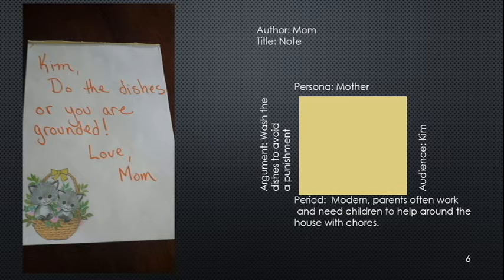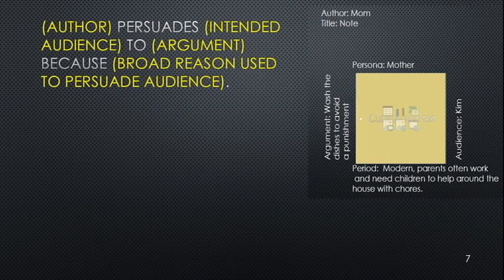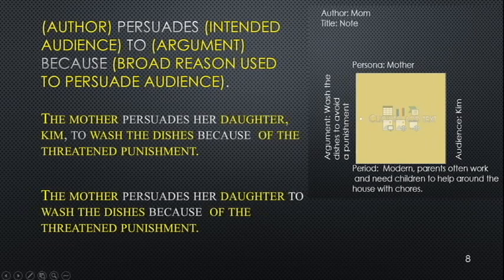Notice that I tried to use some different words. I didn't use the word grounded in my argument. I'm trying to mix it up so that when I write my paper, it sounds a little different than the exact text. So now I want to take my AP square and the thesis formula and create my thesis. I'm going to plug the portions of my AP square into the thesis formula.